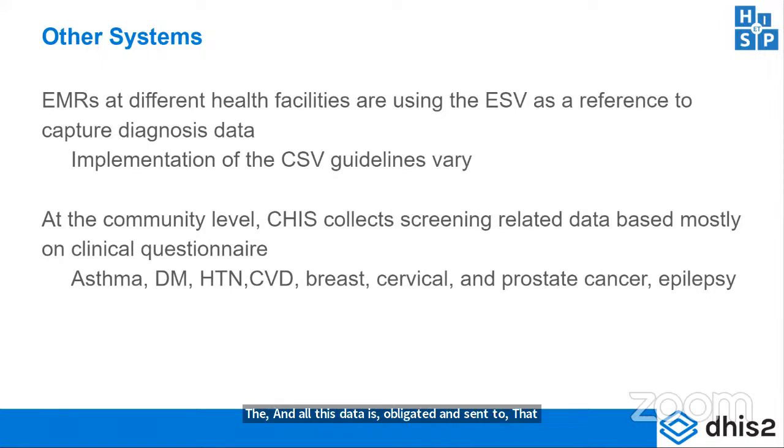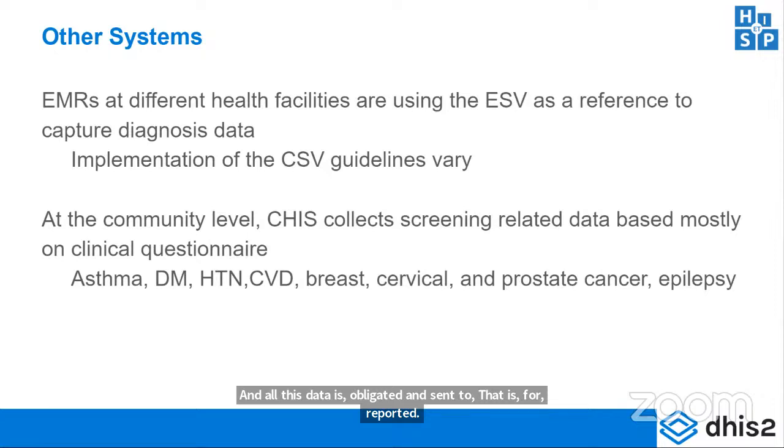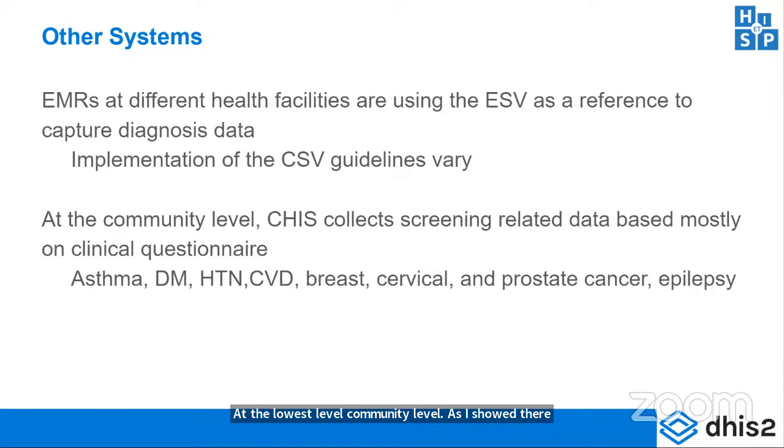At the lowest level, at the community level, as I showed, there is routine service delivery data reported through DHIS2 that's aggregate, but the CHIS collects individual data concerning screening related activities. And mostly the data is captured through a clinical questionnaire. Sometimes they use some device like a blood pressure monitor, but mostly the data is captured through the clinical questionnaire.